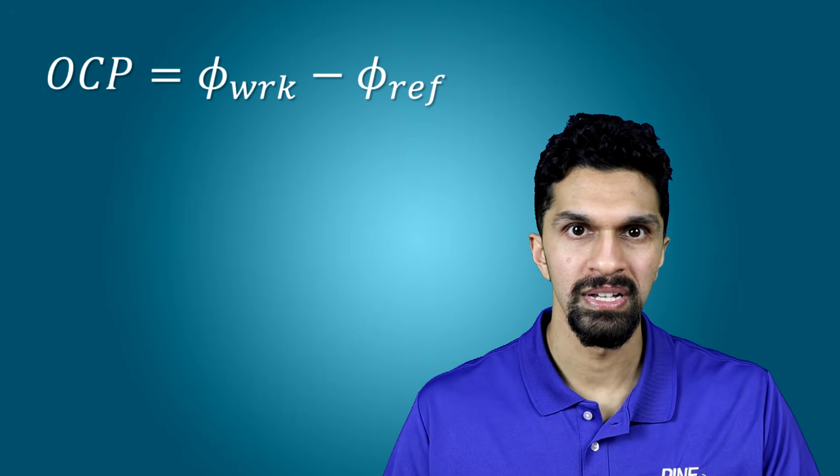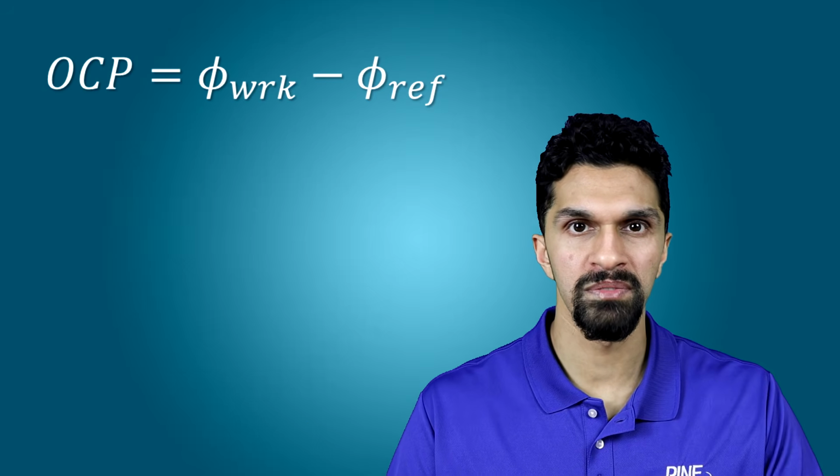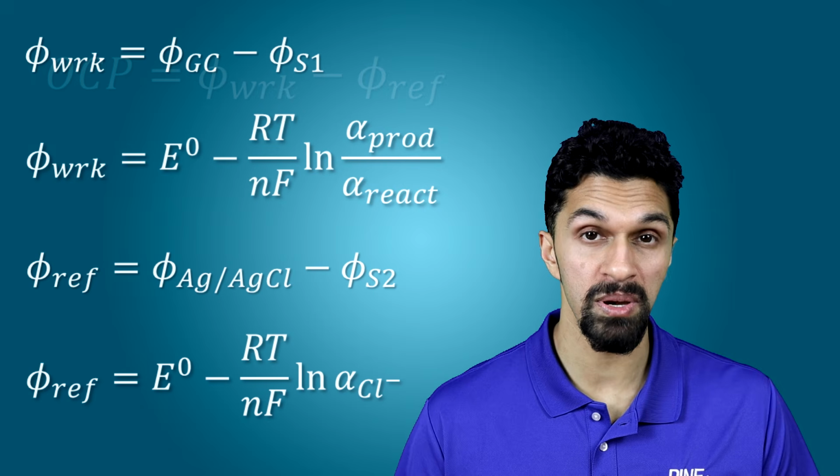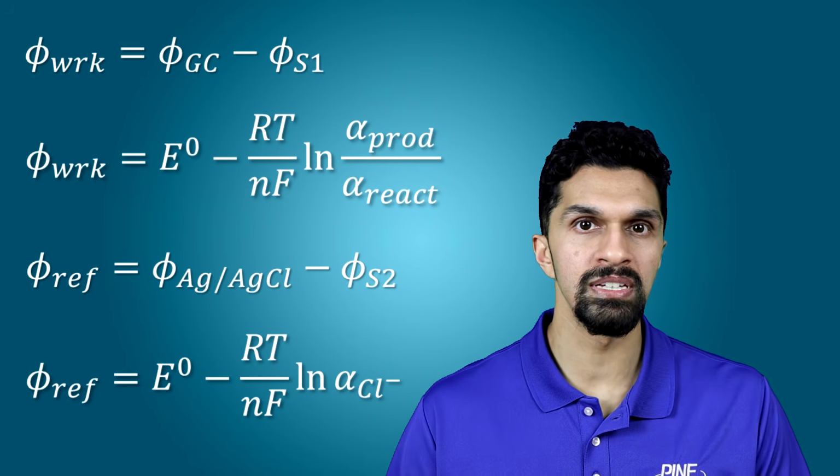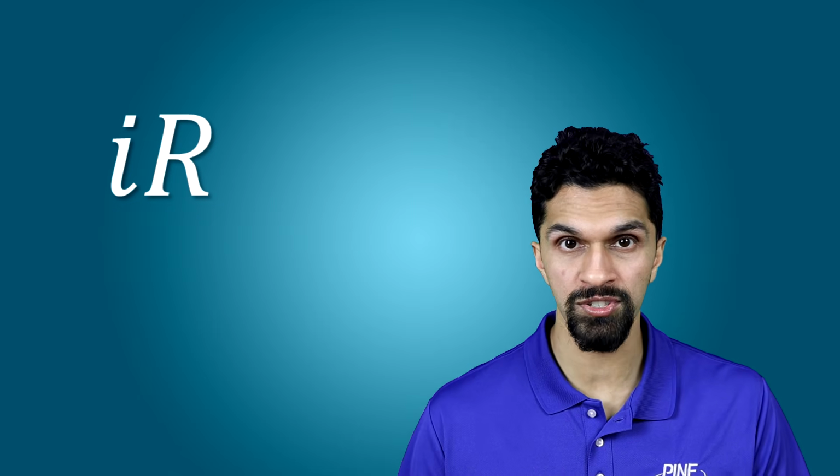Now, the open circuit potential is the difference between the working and the reference electrode, and as you just saw, there are many ways to mathematically represent this. One thing that we cannot ignore is also the contribution from the IR drop whenever it comes to measuring a potential.